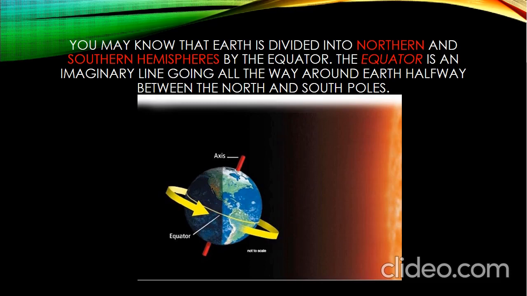And these 2 parts are divided by a line called the equator. The equator is an imaginary line, that is, it's not a real line, that cuts the earth into 2 different ways, as seen in the picture shown on the slide.